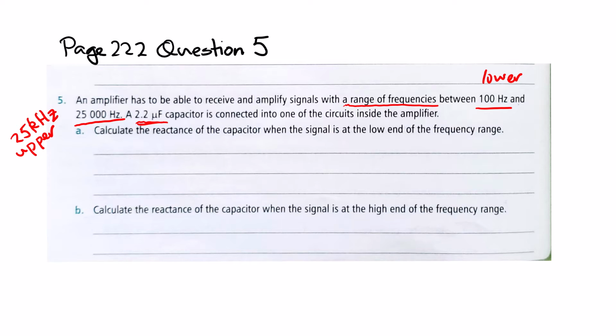Remember, micro is 10 to the negative 6 farad. It's connected to one of the circuits inside the amplifier. Calculate the reactance of the capacitor when the signal is at the lower end of the frequency range.